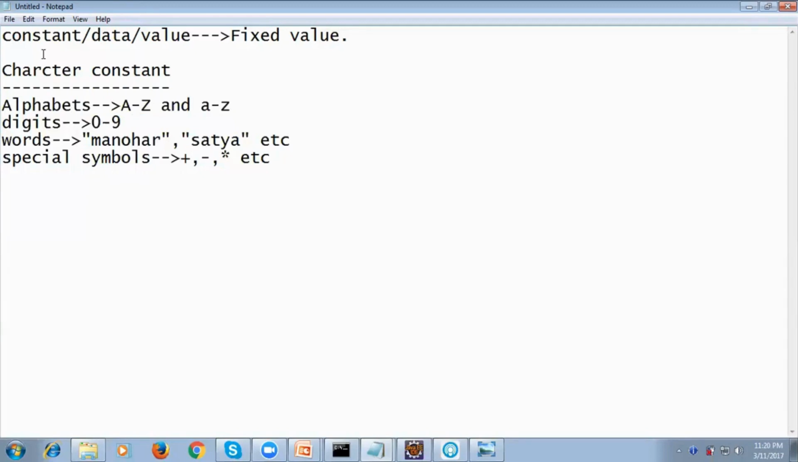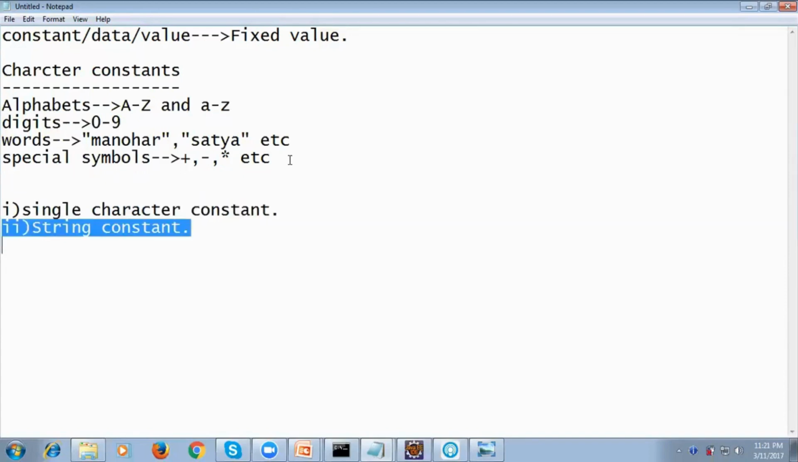And again, when you talk about this categorization or division of character constants, we have two types of character constants. Number one, single character constant. Second one, string constant. In this way, how many types of character constants are there? Two types: single character constant and string constant. Now, what is single character constant? What is string constant? Let us talk about that.